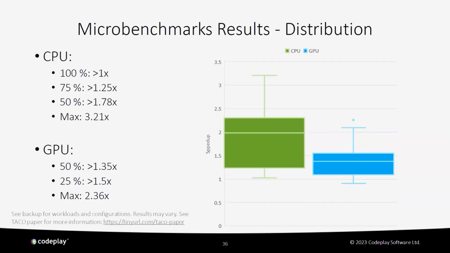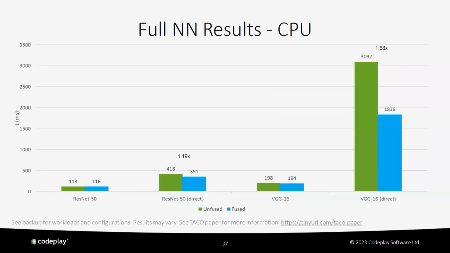The macro benchmarks, when running them, we got pretty good results, especially on CPU. All of the benchmarks got a speedup on CPU, and more than 50% got a 1.78 speedup. On the GPU, the results were also quite good, reaching a 2.36 speedup. So I think the results were quite good from the micro benchmarks perspective.